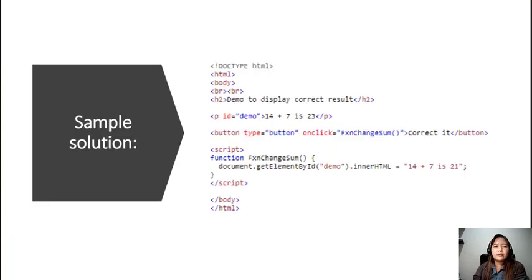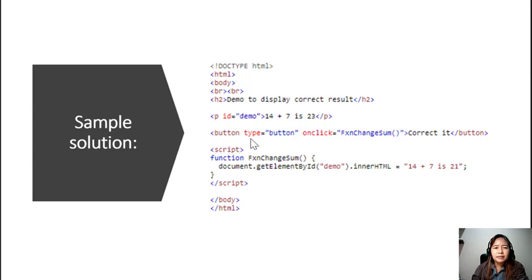Okay, so I asked you to create a JavaScript in the head, in the body, and externally. I will just give you one solution out of the three, and it's up to you to figure out the rest because it's actually very easy. So here I have a placeholder, which is a paragraph. I call it demo, and I give it an initial value, which is 14 plus 7 is 23, and that's going to be the default value that will be displayed on your web page when you run it.